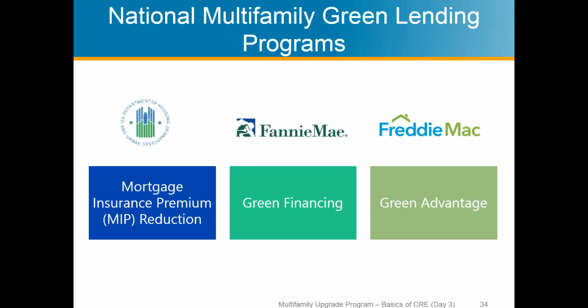So Fannie Mae, Freddie Mac, HUD, which is Housing and Urban Development, all of these organizations have loans. They provide debt to the multifamily market, and they probably make up about 50% of the market. So this is significant. HUD has their mortgage insurance premium reduction. Fannie Mae has their green financing, and Freddie Mac has their Green Advantage program.